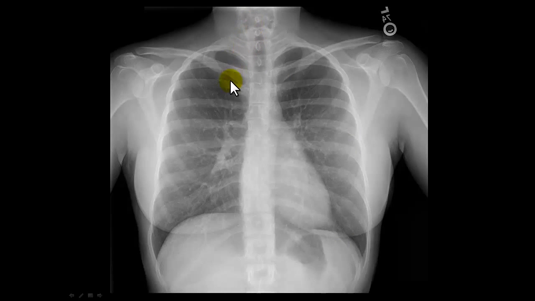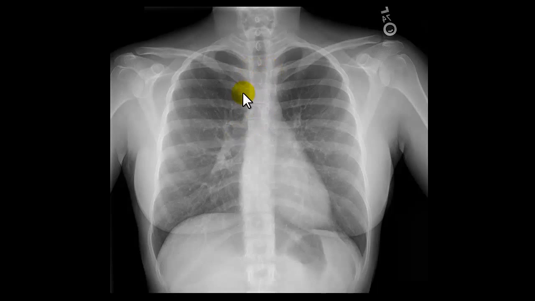First we're going to take a general look and make sure there's no widening to suggest aortic injury. Then we're going to look at the tracheal air column, and we can see it here coming down in the midline. Here we can see the carina, and we can see the right mainstem bronchus and the left mainstem bronchus.